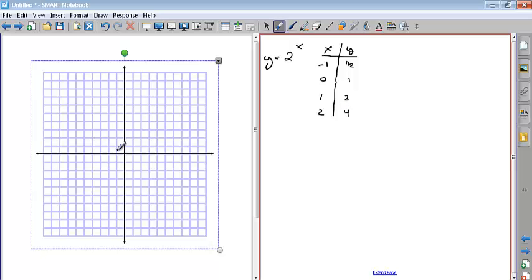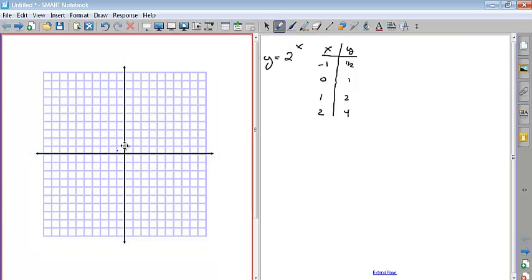So if I plot those points, at -1 I'd get 1/2, at 0 I'd get 1, at 1 I'd get 2, and at 2 I would get 4. And in this case you could do x equals 3, and that would be 8. And this approaches the x-axis. So once you get this fractional part, the rest of it you just slowly approach, and then it goes through there.